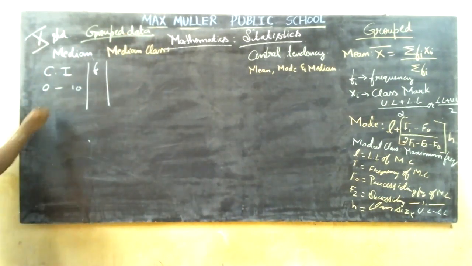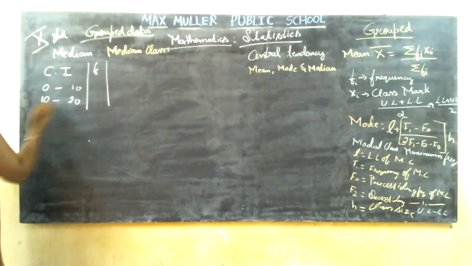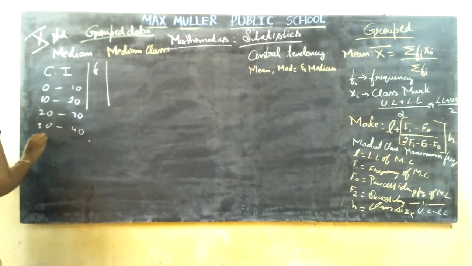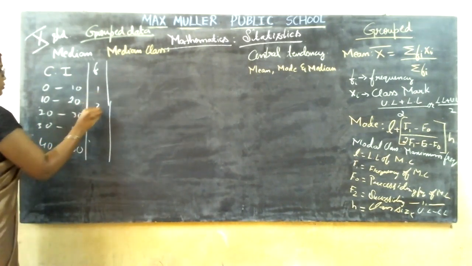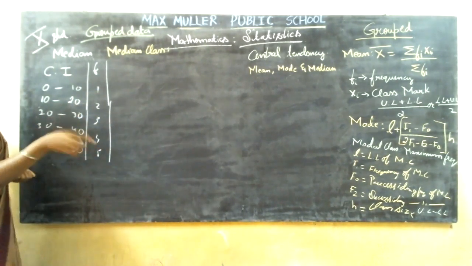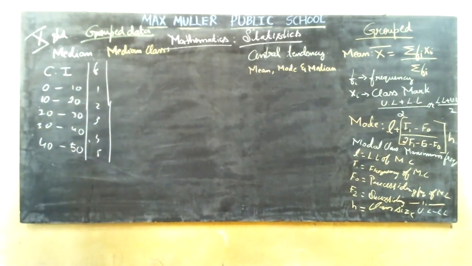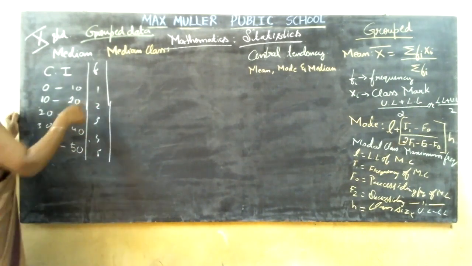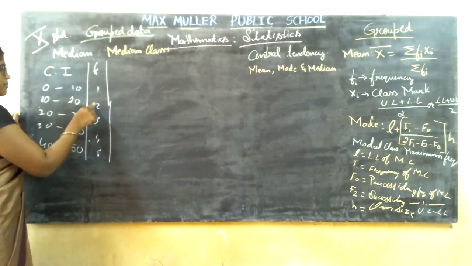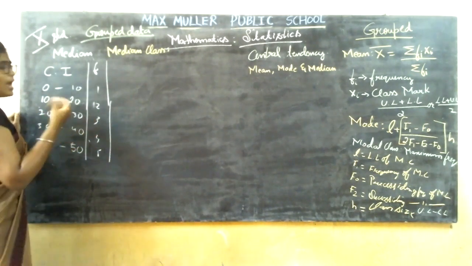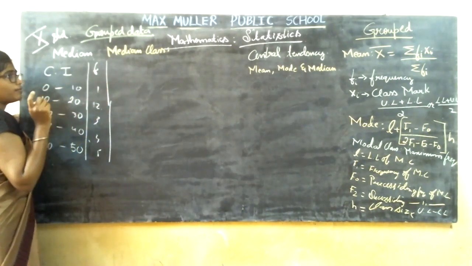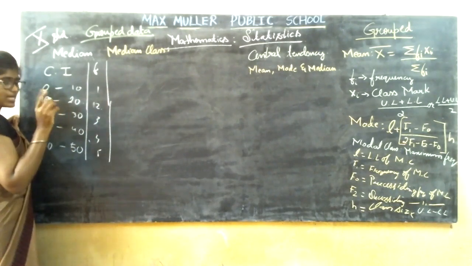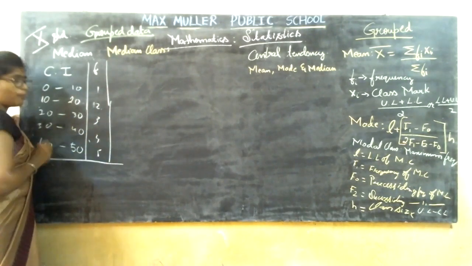For example, 10 to 20, 20 to 30, 30 to 40, 40 to 50. Now it is 1, 2, 3, 4, 5. For example, I'm taking the frequency in ascending order. It might be 12, 14, any number, but for making it easier with the sum, I'm going to take it this way. 1, 2, 3, 4, 5 is the frequency distribution table and this is the class interval. Now, how are you going to find the median class?